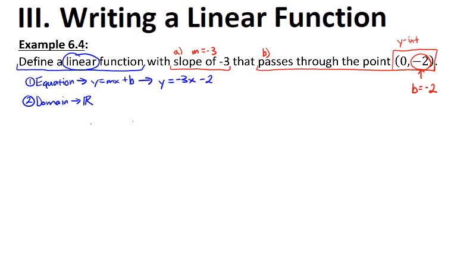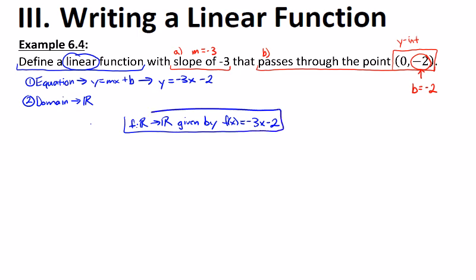So we have the equation, we know what the domain should be. Let's write our function definition. I'm going to choose the name f from R to R, given by f of x is equal to -3x minus 2. And that is the linear function defined with a slope of -3 and passes through the point 0, -2.